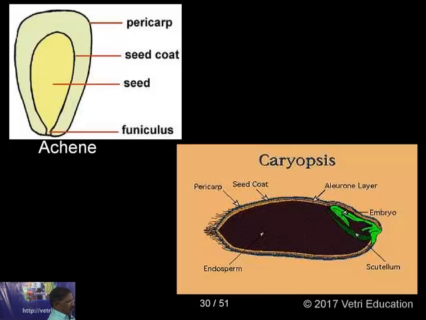Whereas here in caryopsis, both are fused. Both the pericarp and seed coat are so closely attached that you cannot remove them, but you can remove them only through the mill. So the paddy etc. will go to the mill, then only they will be separated.